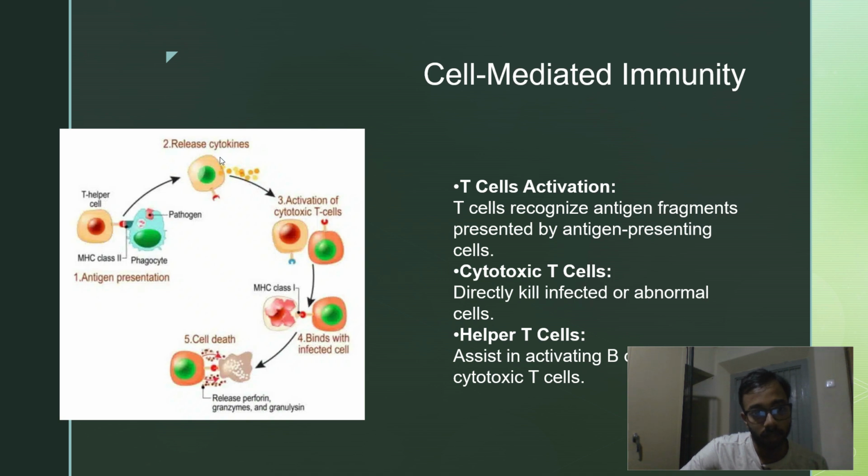After that, they release cytokines, which are antimicrobial proteins, right? Actually, cytokines are a specific type of protein released by these cells. These cytokines can in turn activate cytotoxic T cells. Then this cytotoxic T cell can directly bind to the infected cell, and by various mechanisms it can kill the infected cell, leading to cell death.